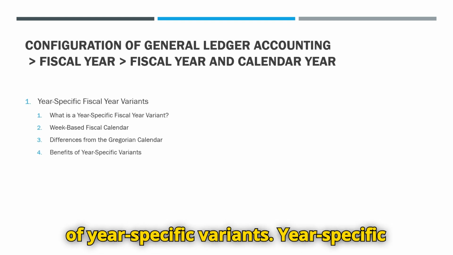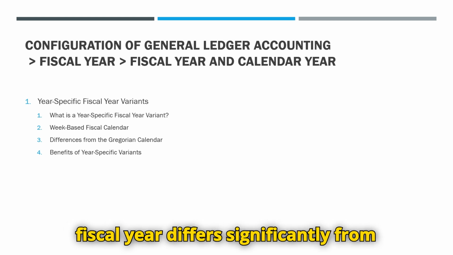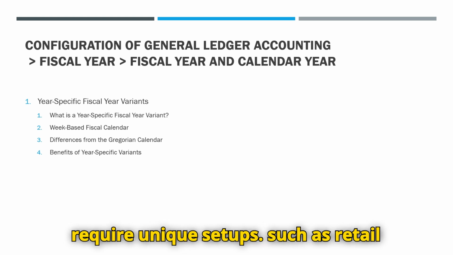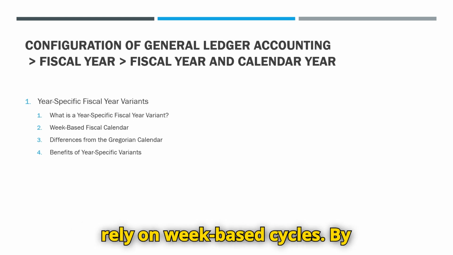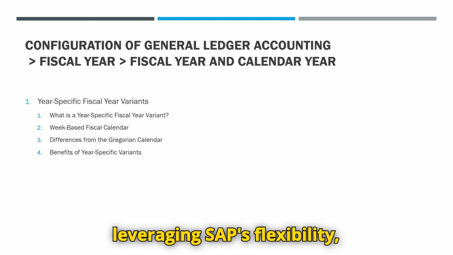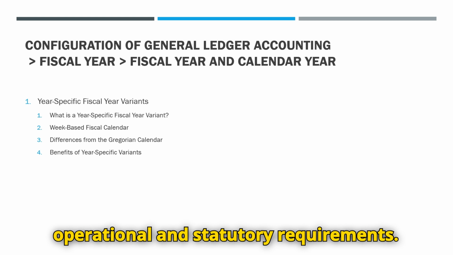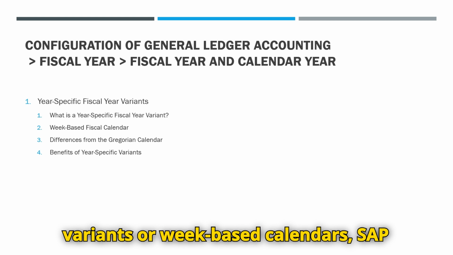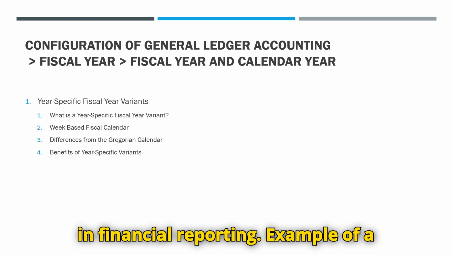Benefits of year-specific variance. Year-specific fiscal year variants are ideal when a fiscal year differs significantly from the calendar year. Specific industries require unique setups, such as retail chains or manufacturing units that rely on week-based cycles. By leveraging SAP's flexibility, businesses can ensure alignment with operational and statutory requirements. Whether it's standard year-specific variants or week-based calendars, SAP provides the tools you need for precision in financial reporting.